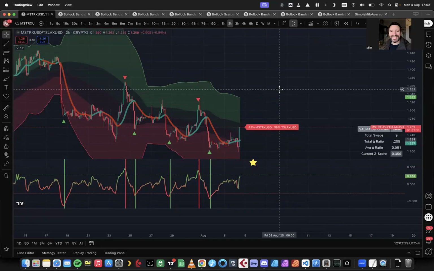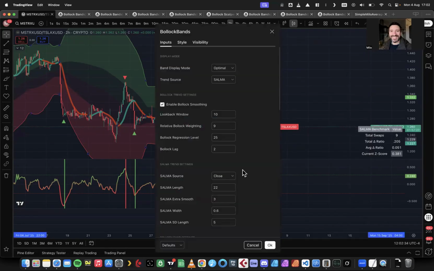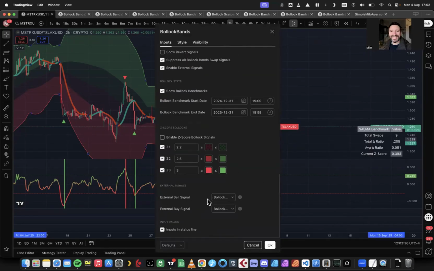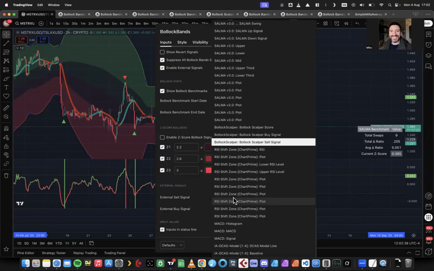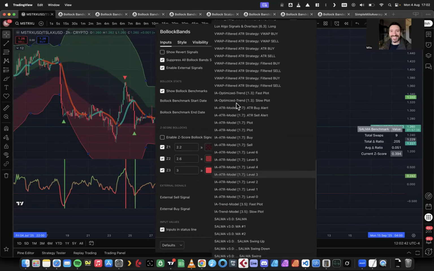I published an update to Bollock Bands a couple of days ago, where now you can go into the settings and receive signals from other indicators. If you choose in this drop down, this is a list of all my indicators, and you can set it to receive signals from other indicators like the ATR model. So it's got buy and sell there. When ATR fires a signal, you can have it appear on the Bollock Bands chart.